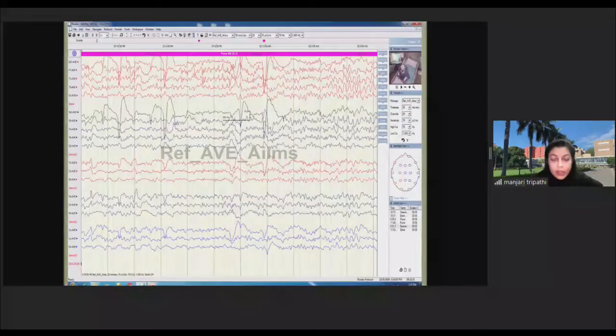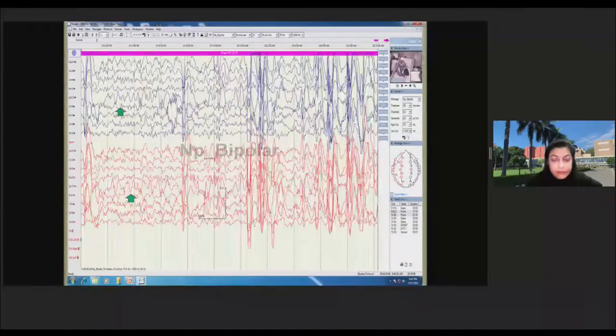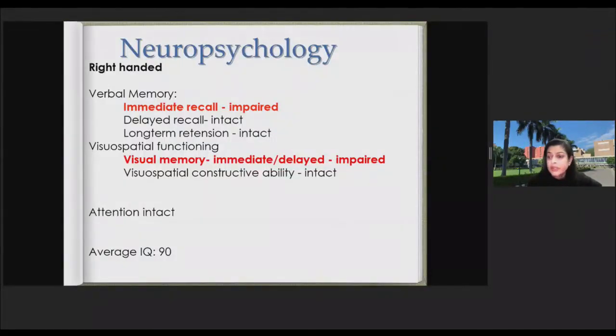So that's what we thought in our pre-surgical evaluation meetings, which we have with the neuroradiologist, the neurosurgeons, nuclear medicine, and the neuropsychologists. The neuropsychologist had evaluated her by the time we got to our meeting. We can see here the verbal memory, which is subserved by the dominant temporal lobe. The immediate recall was impaired. The delayed recall was intact. Long-term retention was intact.